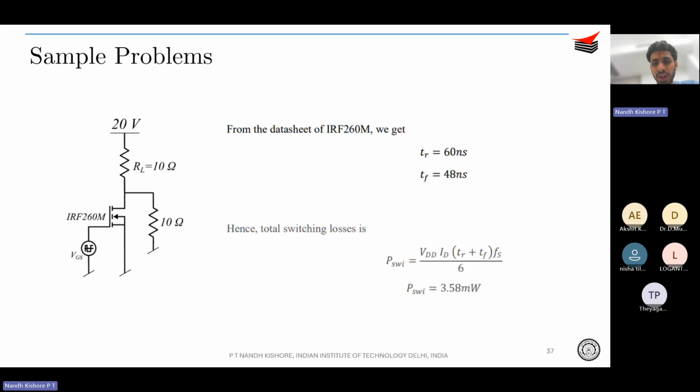From this, you compute that the switching loss is 1/6 times VDD times ID times (tr plus tf) times fs. Your VDD is 10 volt, not 20 volt, mind you, because the voltage being blocked by the MOSFET will be simply 10 volt. ID is 1.99 ampere, because RL is 10 ohm in parallel with this RDS on. tr and tf we know from the data sheet, times fs by 6. So this is your switching loss.